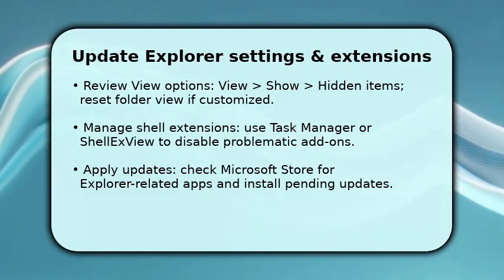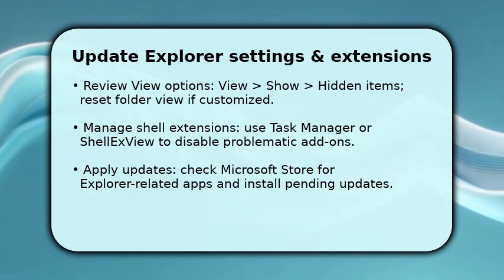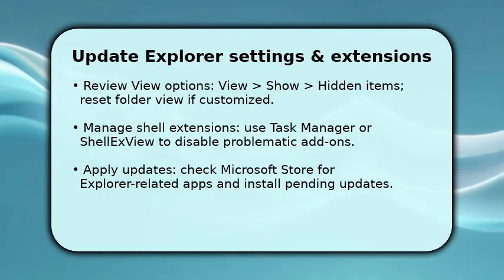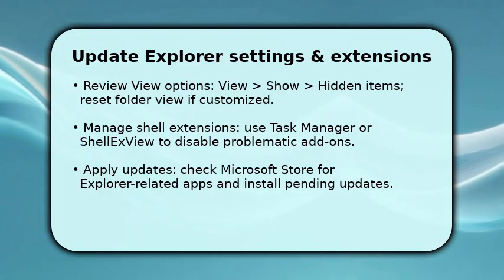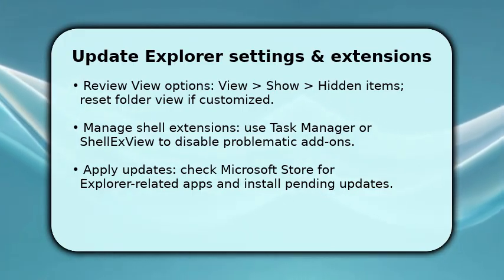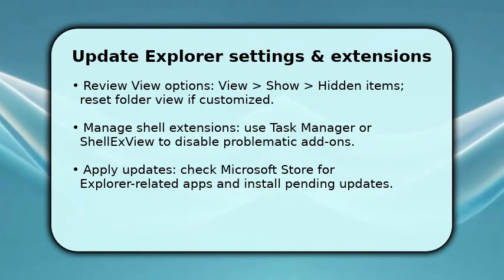Next, use Task Manager or a shell extension tool to disable third-party context menu handlers. These often break after Windows updates. Then check Microsoft Store for file management app updates and install them. These actions minimize conflicts and prepare Explorer to accept system-level updates cleanly.